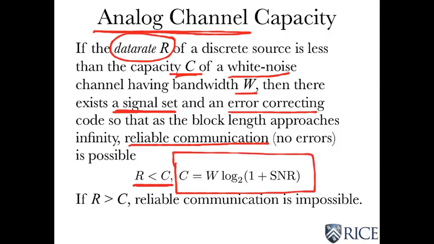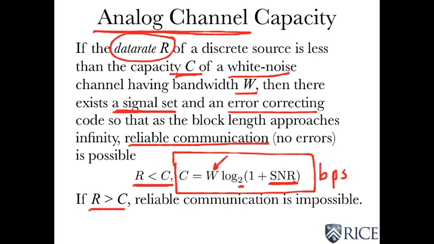So W is the bandwidth of the channel in hertz. The signal-to-noise ratio is the signal-to-noise ratio in the channel. And this result is in bps because of the log base 2. And just as before, if you try to send at a data rate greater than capacity, it's impossible to have reliable communication. You're always going to incur error.